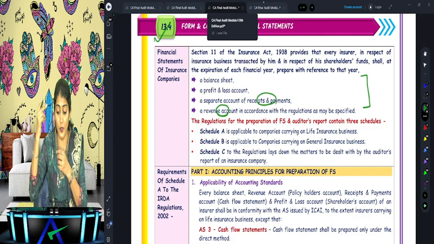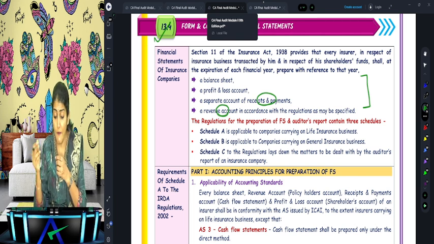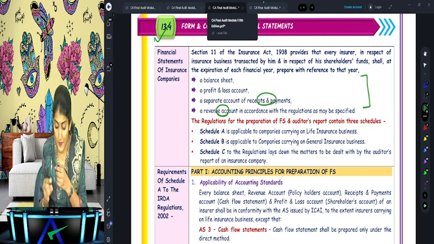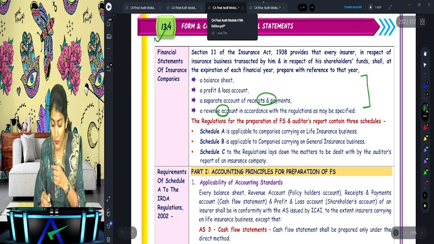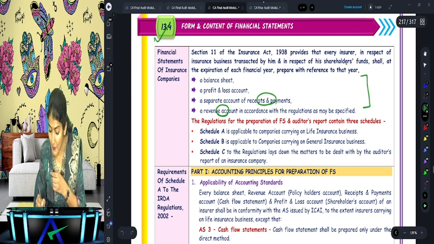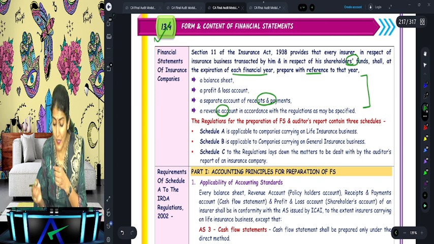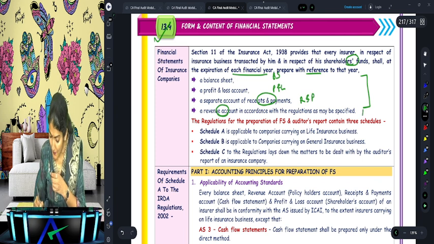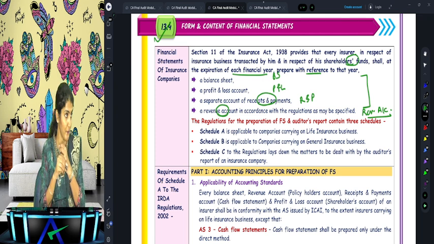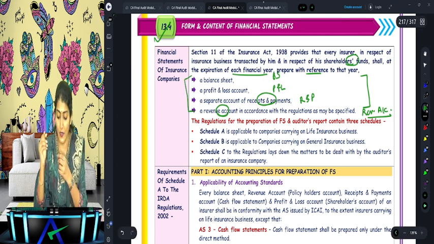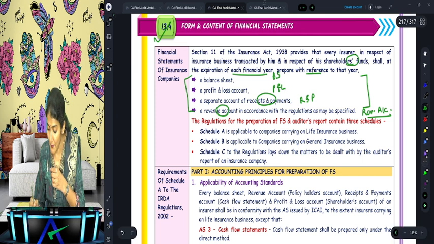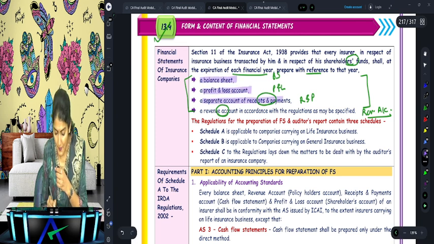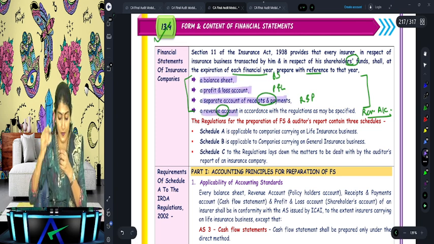Yes, section 11 of the Insurance Act provides that every insurer, in respect of insurance business transacted by him and in respect of the shareholders fund, shall at the expiration of each financial year prepare with reference to that year a balance sheet, a profit and loss account, a separate account of the receipts and payment, and a revenue account in accordance with the regulations as may be specified. Are you understanding? So the revenue account and receipts and payment account are also included in the financial statements of an insurance company.